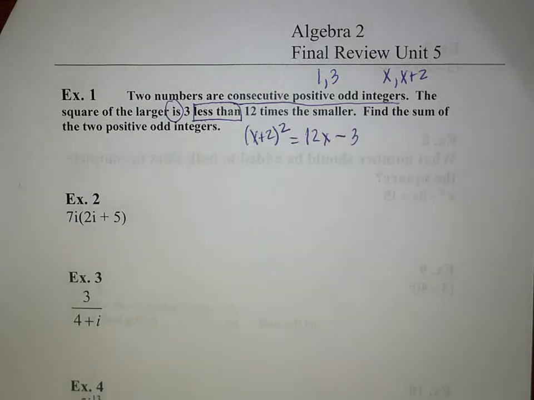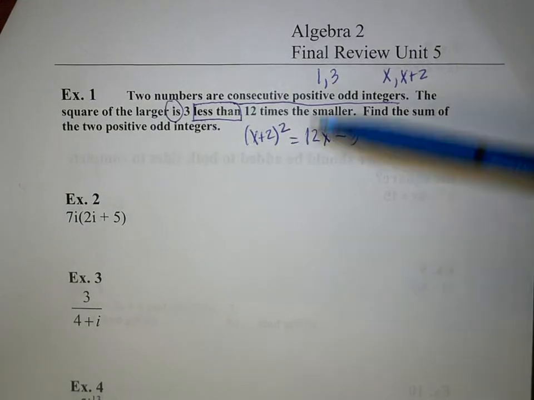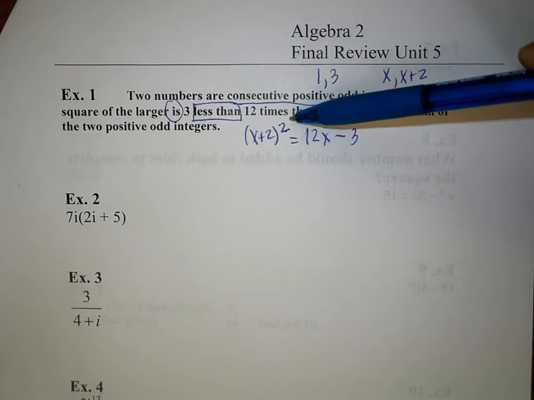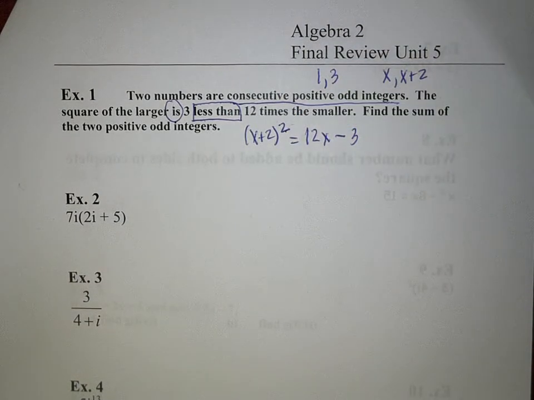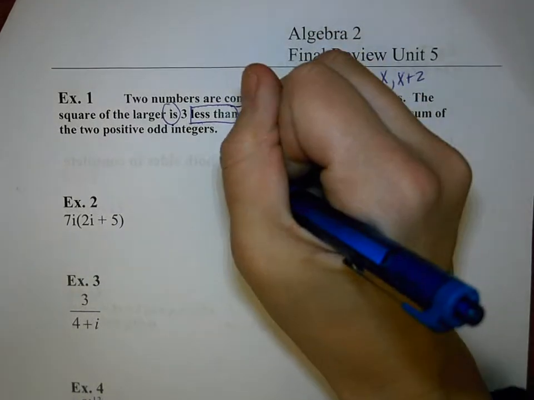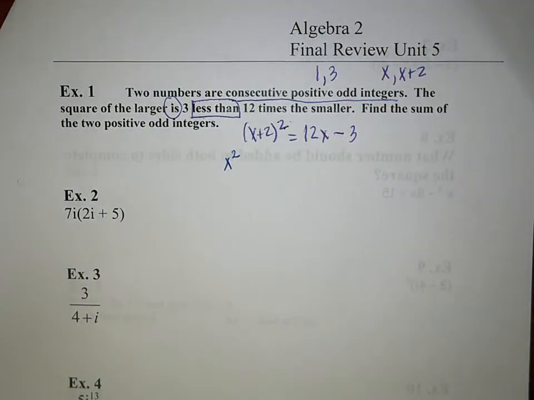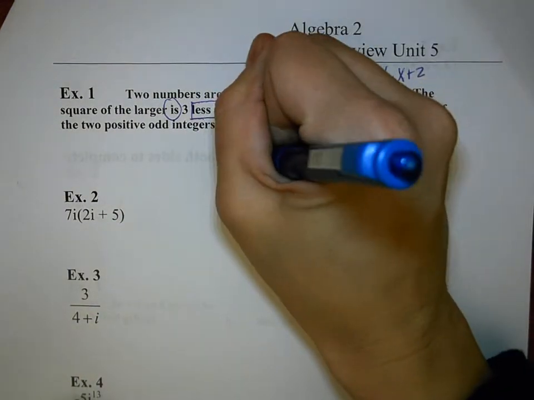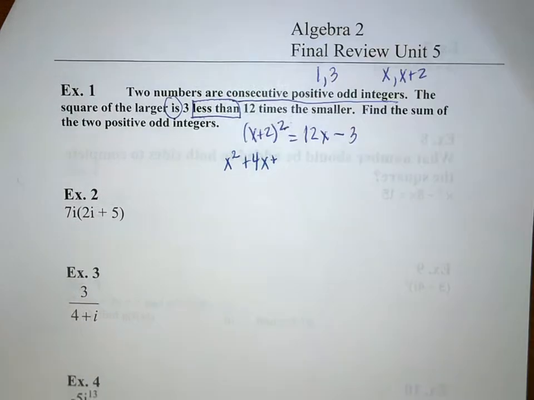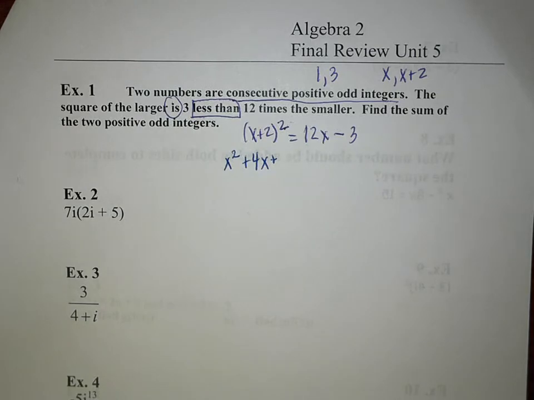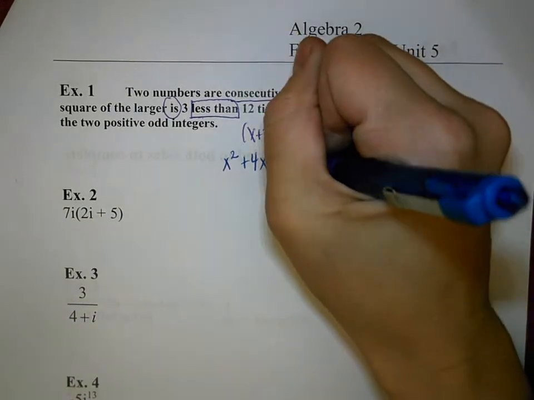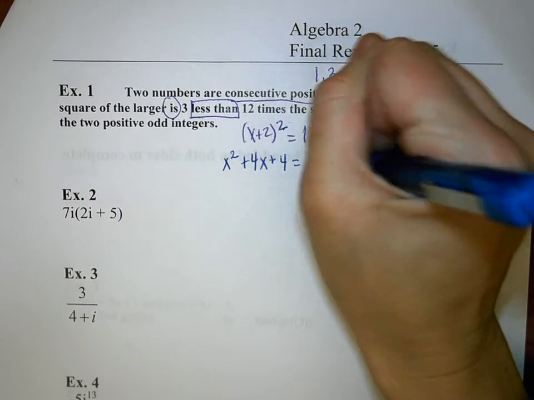And then now you're going to solve this. So in order to solve this, you have to use your box or FOIL to multiply out x plus 2 squared. Again, I can do this one in my head. If you want to use the box, you can. But I'm going to end up getting x squared, and if we go 2 plus 2, that would be 4, so plus 4x. Plus, and when you multiply 2 times 2, that would make 4. And then this equals 12x minus 3.